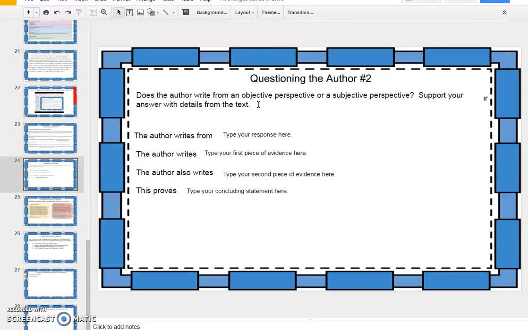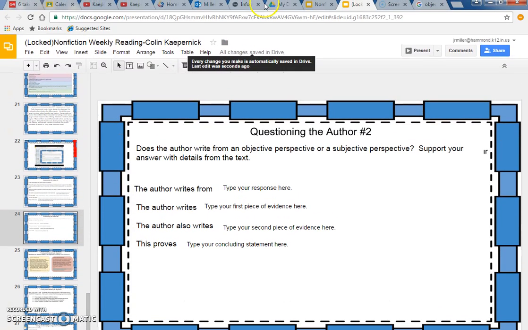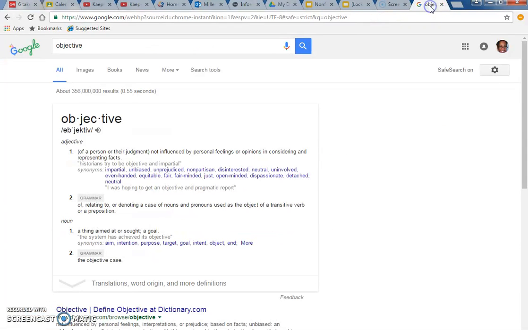Well, the first thing I have to do is make sure I know what the word objective means and what subjective means. Now, I remember when we were writing an objective summary, we could not include our own personal feelings or thoughts. So I'm thinking that objective has something to do with that. So I'm going to open a new tab and just type in the word objective. And I see that objective means not influenced by personal feelings or opinions and considering and representing facts.